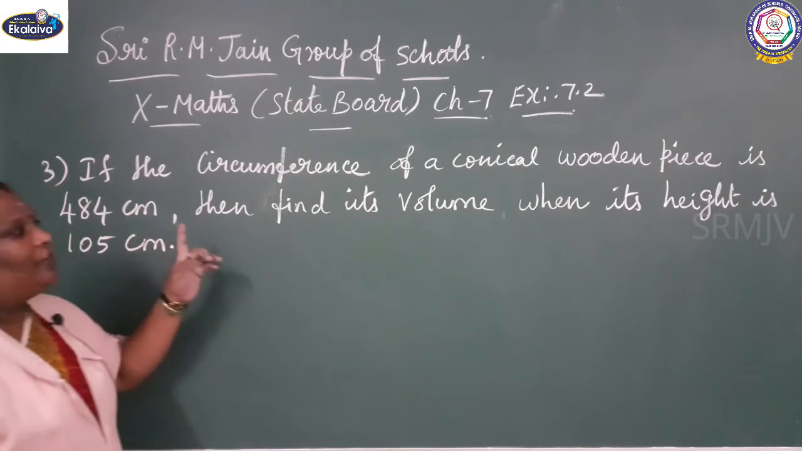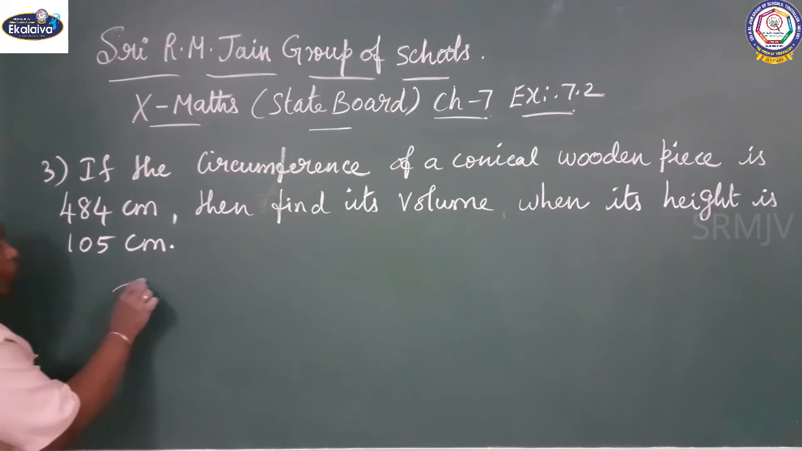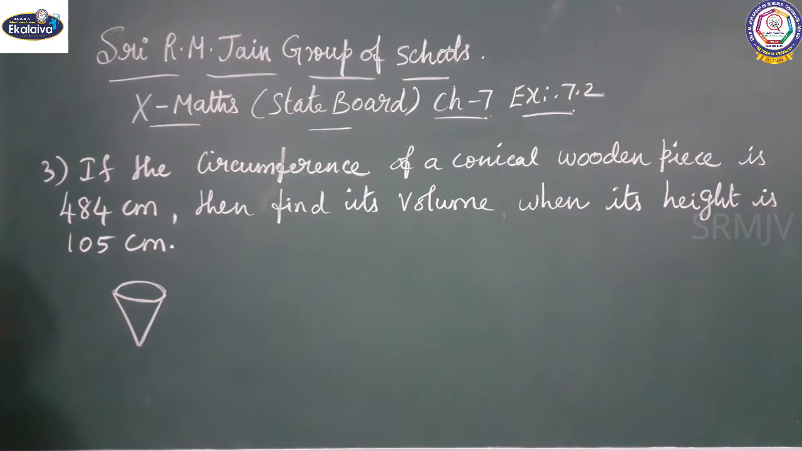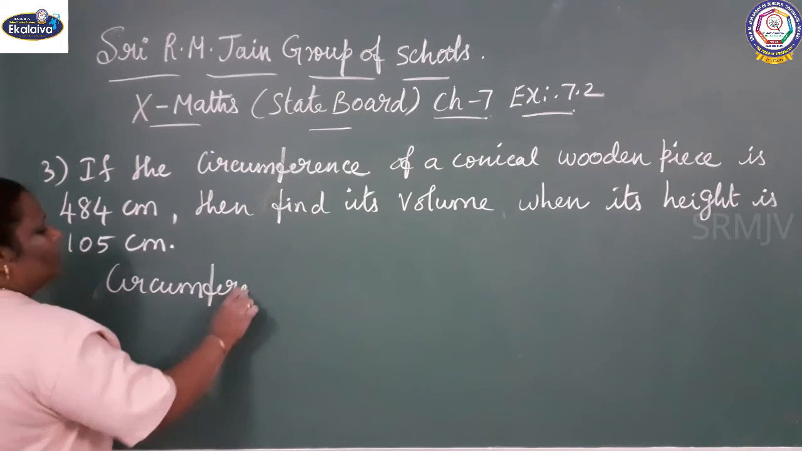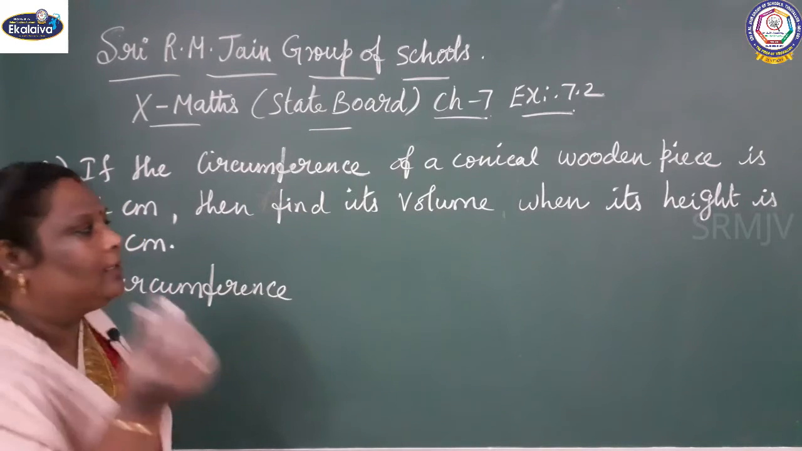See the third sum. If the circumference of a conical wooden piece, see the conical part is like this, the circumference of the circle is 484 centimeter, then find its volume when its height is 105 centimeter. The base area is in the shape of a circle.